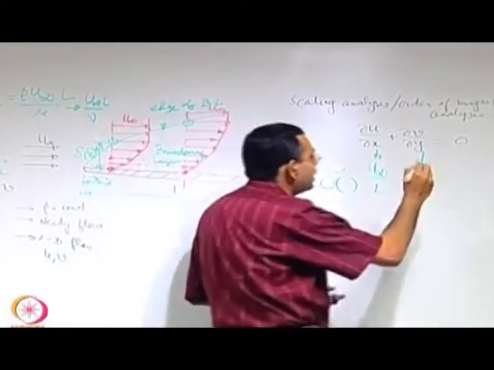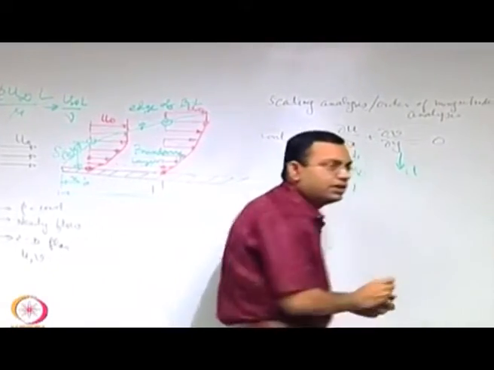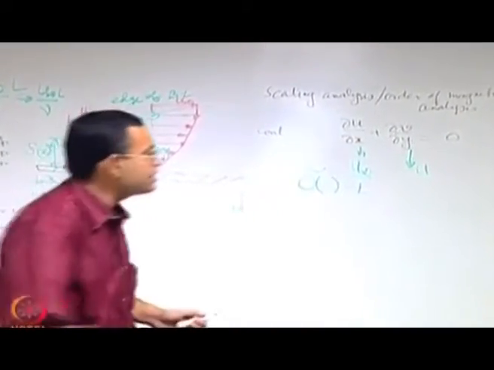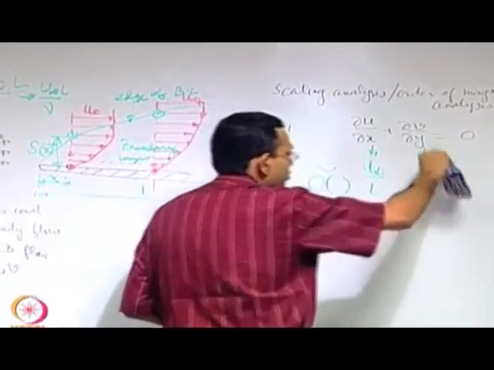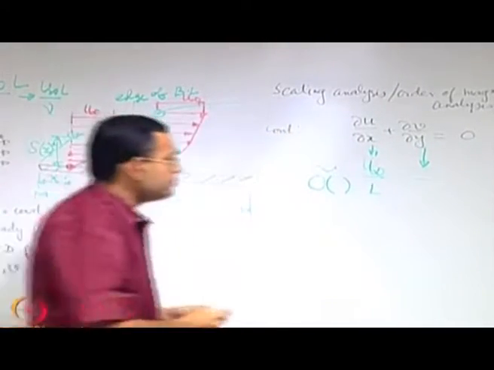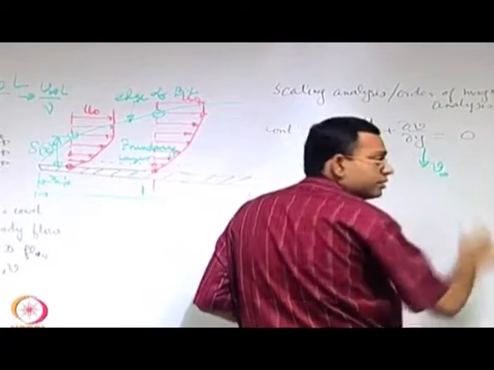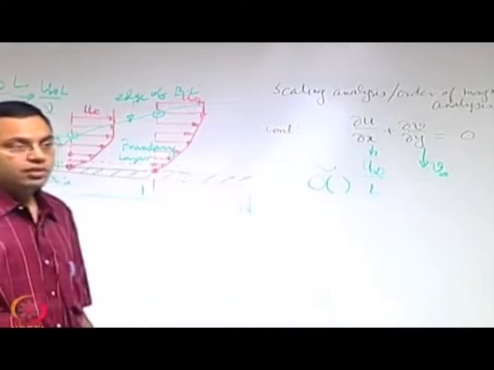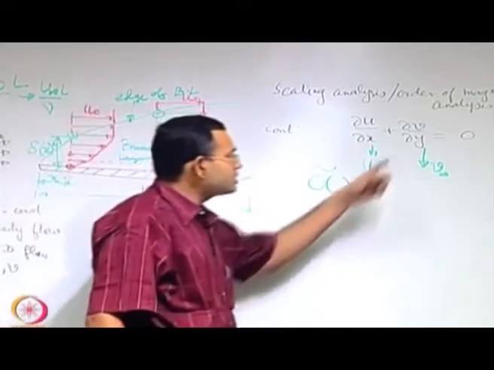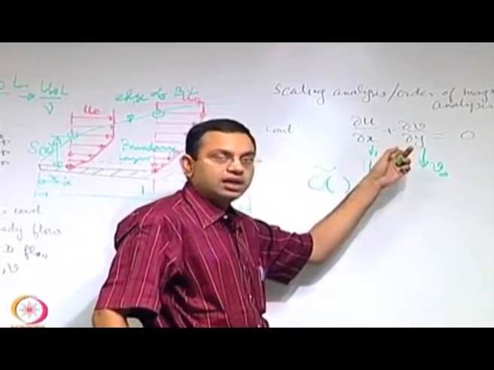Let us give it a name, say v infinity. There is nothing physically called v infinity, but just for nomenclature, say v infinity. And what is the scale of y? Delta, right.